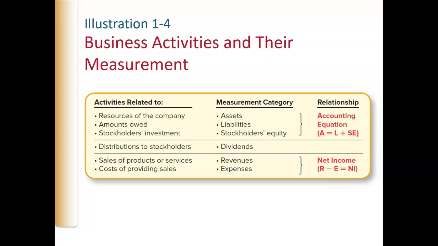Okay, now we've got two equations that we're picking up. The accounting equation is the most important. Assets equal liabilities plus stockholders' equity. Okay? Dividends, we know, are distributions paid to shareholders, basically for them investing in the company. And then we know that revenues minus expenses equal net income.